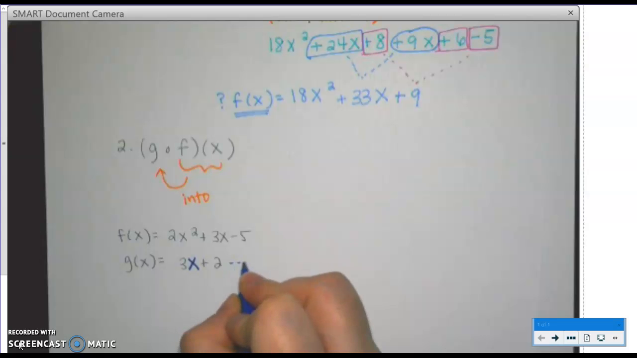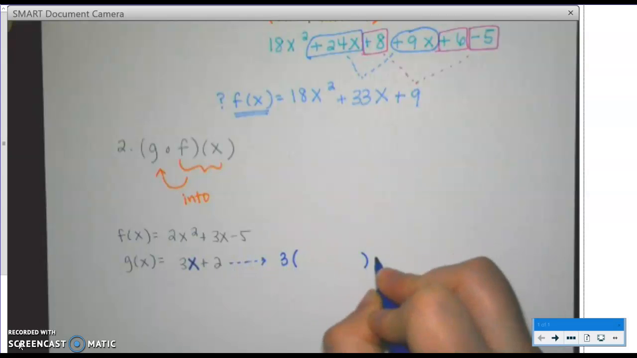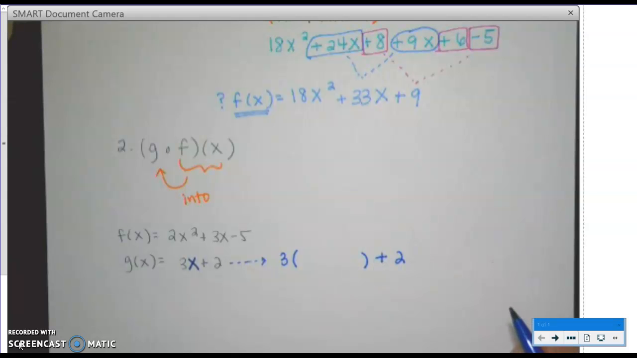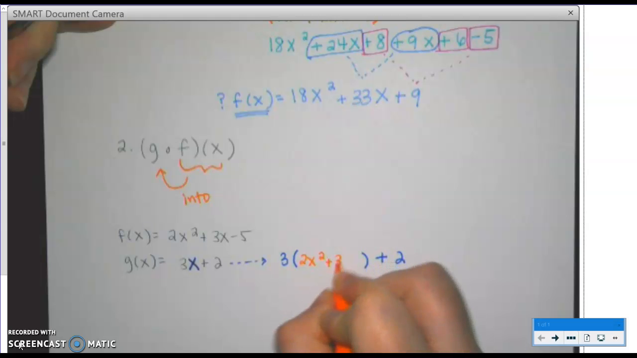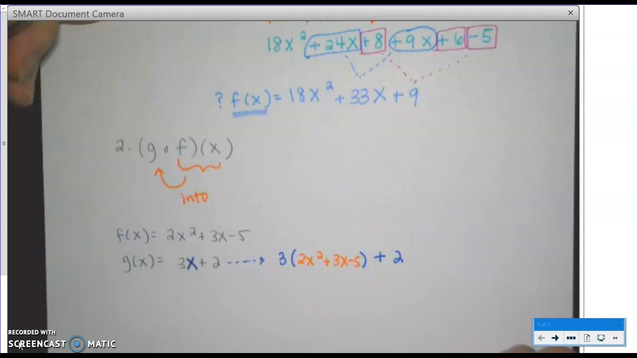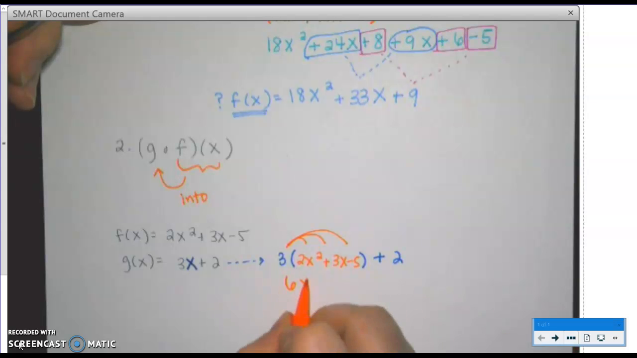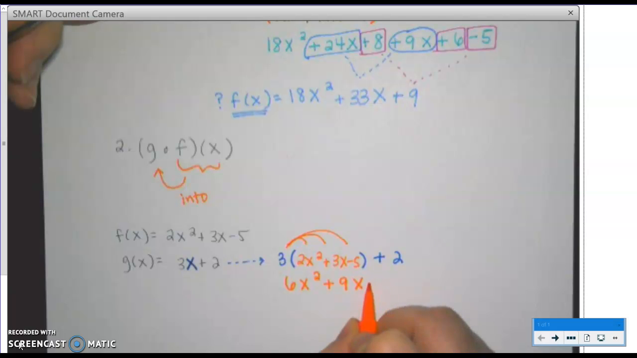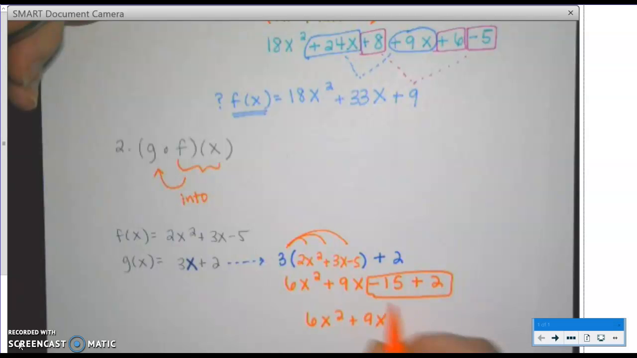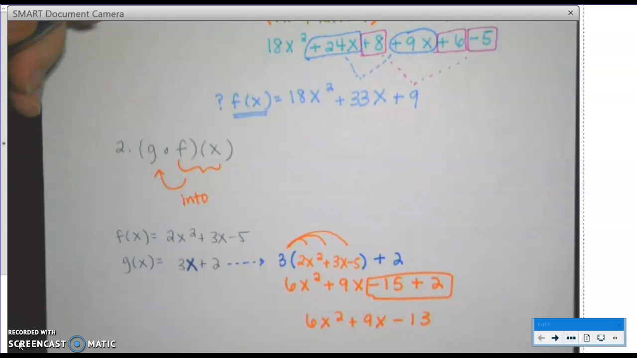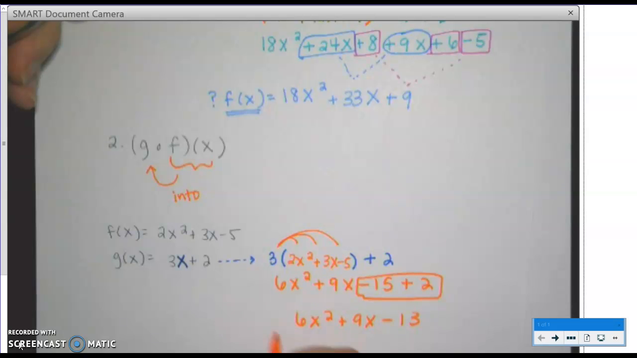So I'm going to write my g of x equation, but I'm going to leave space because wherever I had x, I'm going to be plugging in the f of x rule. All right, so this is going to be a lot easier to work out because I don't have to square anything. I can just go ahead and distribute. So multiply everything by 3. Drop down that plus 2. And so now this is the only thing I can combine. Those are my only like terms. So negative 15 plus 2 is negative 13. So there's my new equation. All right, so let's do another one.